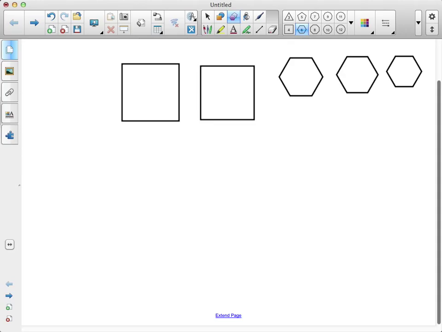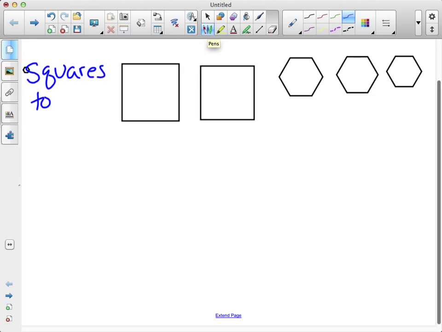If I wanted to find the ratio of squares to hexagons, order is always important. So if I say squares to hexagons, the number of squares has to come first. And there are 2 squares for 3 hexagons.